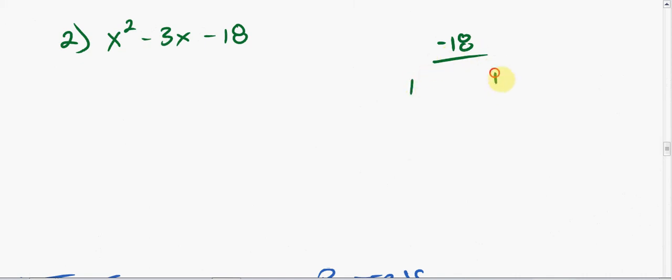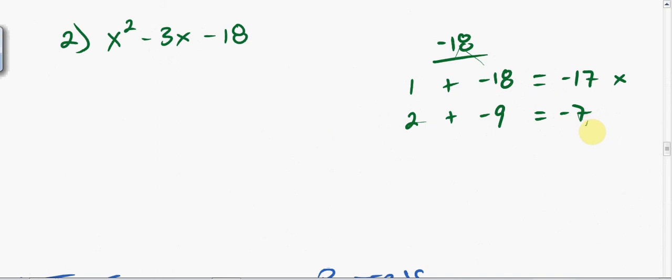So 1 goes into 18 18 times, larger factor is negative. 1 times -18 is -18. 1 plus -18 is -17. Not -3, so we know those factors don't work. We'll move on. 2 does go into 18 evenly. 2 goes into 18 9 times. Larger factor is negative. 2 plus -9 gives us -7, which is not -3. That didn't work.